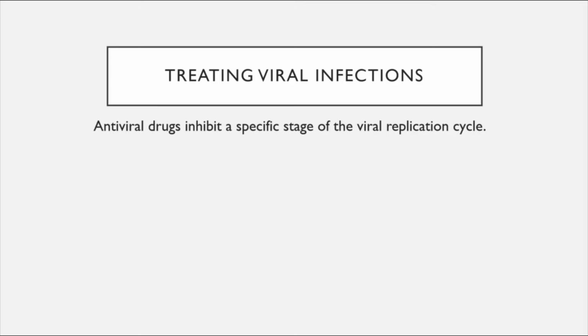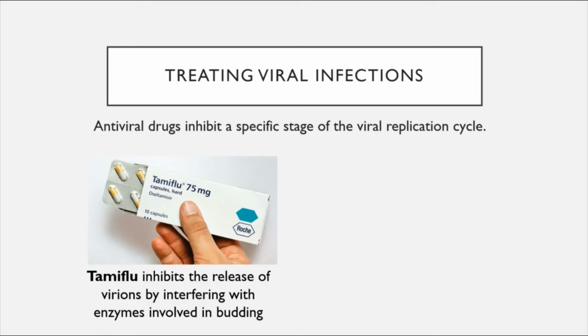There are antiviral drugs that have been developed for specific types of viruses that inhibit a specific stage in their replication cycle. One that you may have heard of is Tamiflu. Tamiflu is a drug that is used to treat influenza virus infections. The way that Tamiflu works is by inhibiting the release stage of virions. It interferes with the enzymes on the flu virus that are involved in budding.